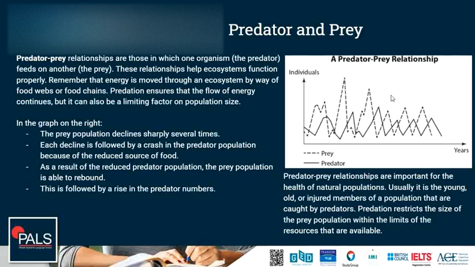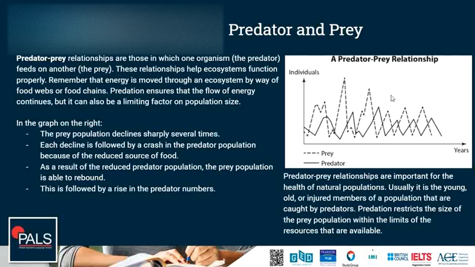Predator and prey relationships are those in which one organism, the predator, feeds on another, the prey. These relationships help ecosystems function properly. Remember that energy is moved through an ecosystem by way of food webs or food chains. If you haven't watched that video yet, I would highly recommend you watch energy flow in ecosystems as well. Predation ensures that the flow of energy continues, but it can also be a limiting factor on population size.